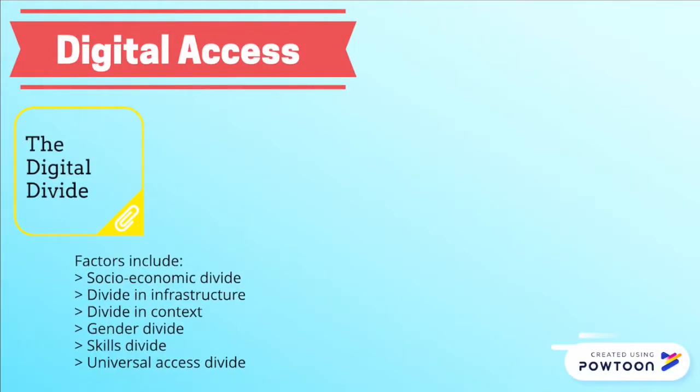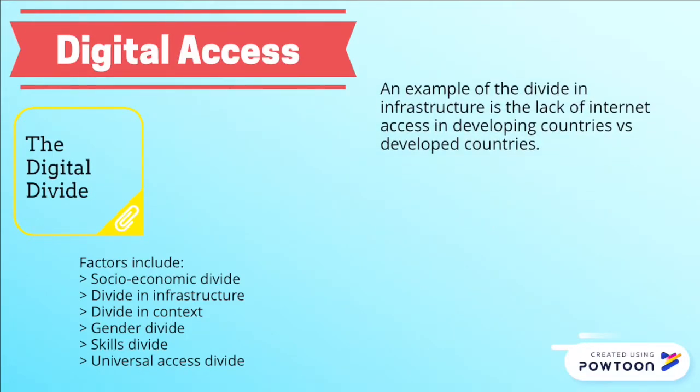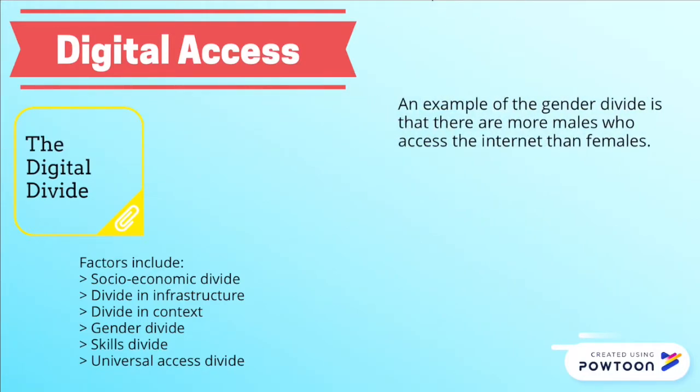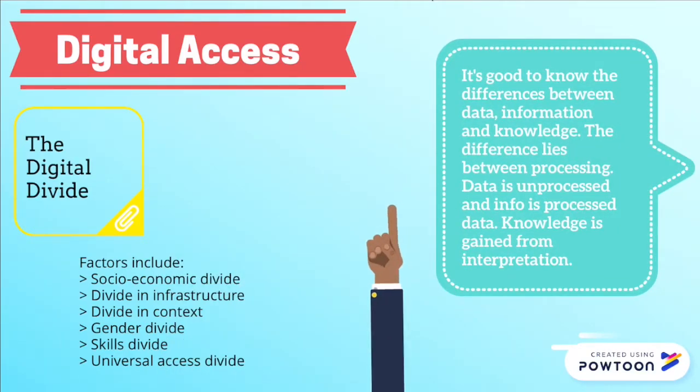The digital divide. Factors include socio-economic divide, a divide in infrastructure, divide in context, the gender divide, the skills divide, and the universal access divide. An example of the gender divide is the fact that there are more males who access the internet than females. It is good to know the difference between data, knowledge, and information.